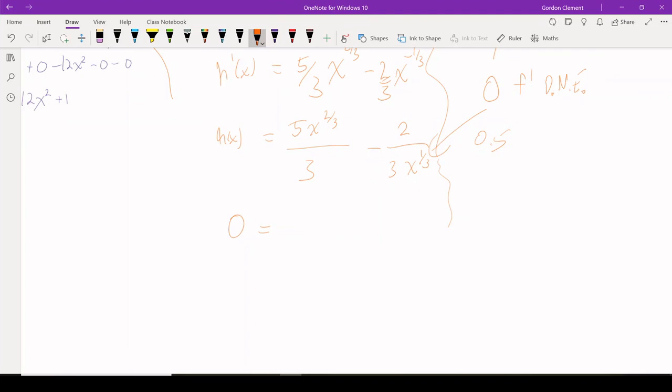I know it looks scary because we've got those fractional exponents, but I've purposely written it as two fractions. So when you see two fractions with a minus sign between them, what do you start to think? Right, so this one's got a 3, this one's got a 3, this one's got an x to the 1/3, so maybe I'll multiply top and bottom of this one by x to the 1/3.